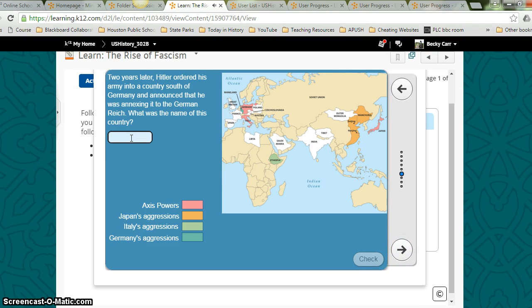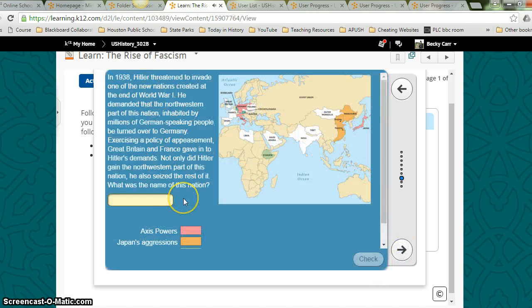Two years later, Hitler ordered his army into a country south of Germany and announced that it was annexing it into the German Reich. The name of this country was Austria. In 1938, Hitler threatened to invade one of the new nations created at the end of World War I. He demanded that the northwestern part of this nation, inhabited by millions of German-speaking people, be turned over to Germany. Exercising a policy of appeasement, Great Britain and France gave in to Hitler's demands. Not only did Hitler gain the northwestern part of this country, he seized the rest of it. What was the name of this nation? And that would be here, Czechoslovakia.